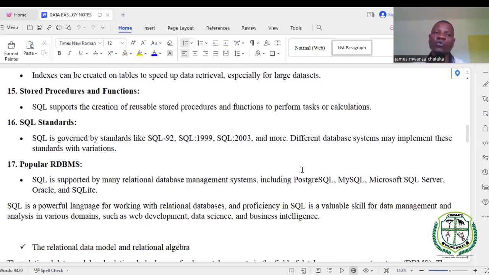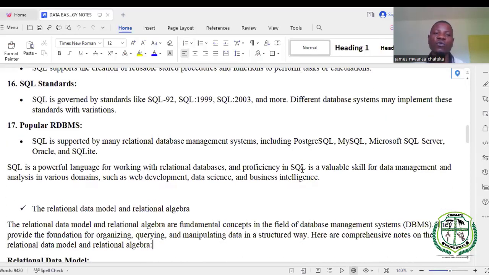And then we also have SQL standards. SQL, which is structured query language, is governed by standards like SQL-92, SQL:1999, and SQL:2003, and more. Different database systems may implement these standards with variations.